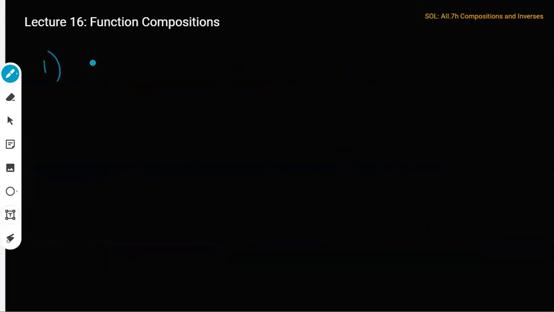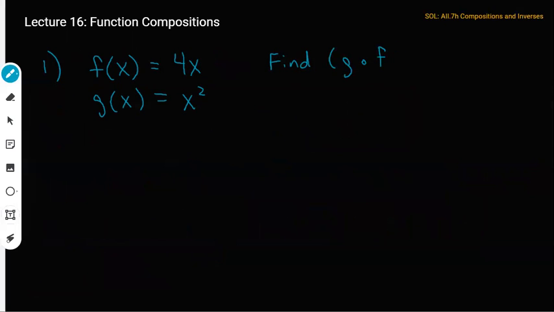All right, so let's do number one together. We're given two different functions. We've got f of x. F of x is going to be equal to 4x. And we have g of x, which is going to be x squared. So these are two different functions. And what I want to do with both of these is I want to make a composition of those two. So what we're going to do is we're going to find g of f, and we're going to evaluate it at x.